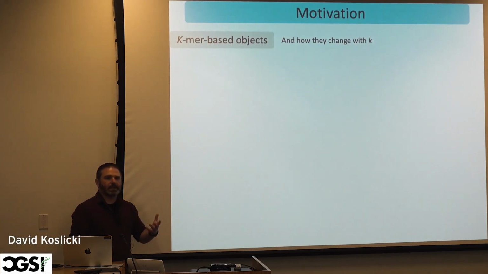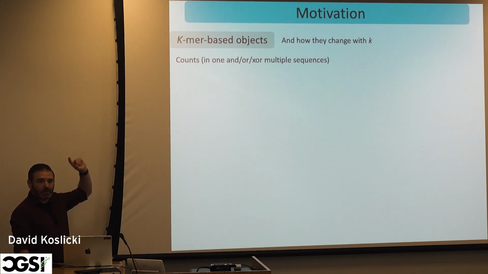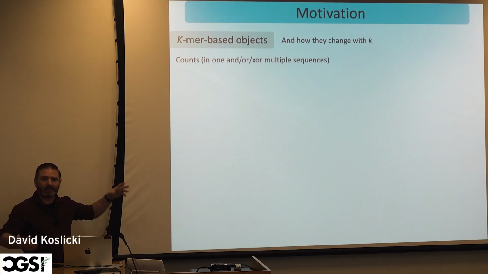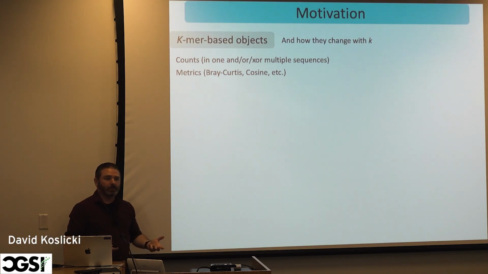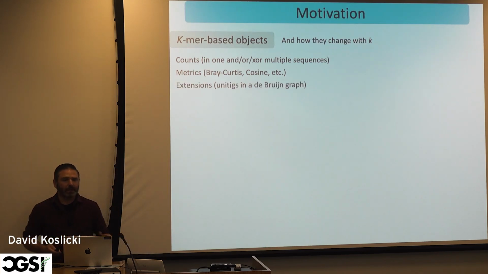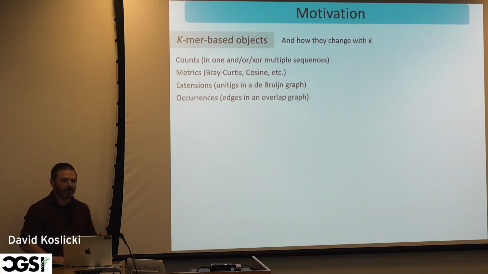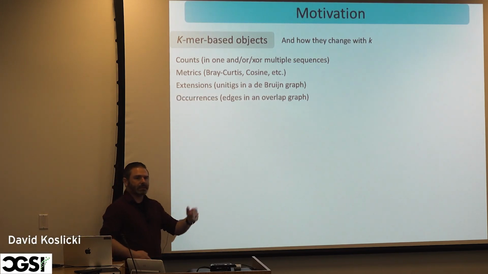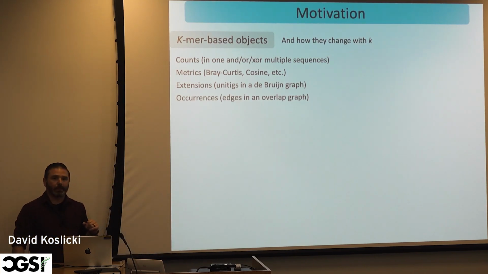So what are these k-mer-based objects that I'm talking about? Well, for one thing, counts. So k-mer frequency, histograms, occurrence, presence, absence. I want to talk about metrics thereof, of counts or presence-absence. I also want to talk about extensions. So for example, in a De Bruijn graph, if you're familiar with that, you're talking about, can I do a right extension off of one of my k-mers? As well as occurrences, particularly near heads and tails of sequences, used in things like overlap graphs.